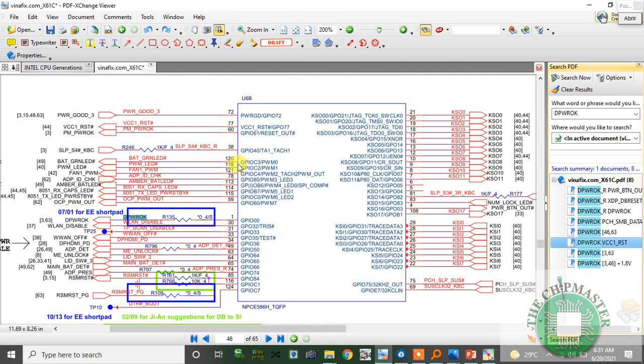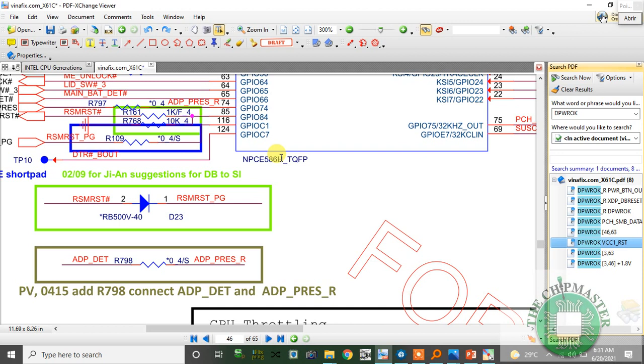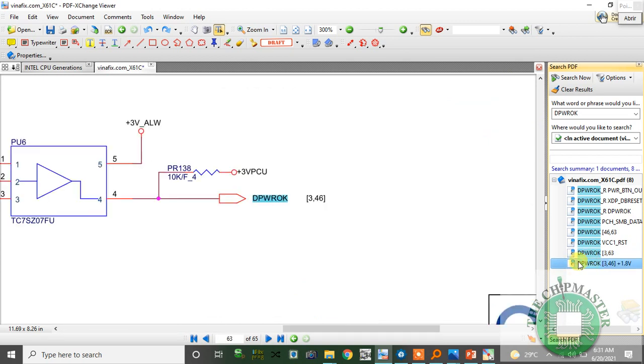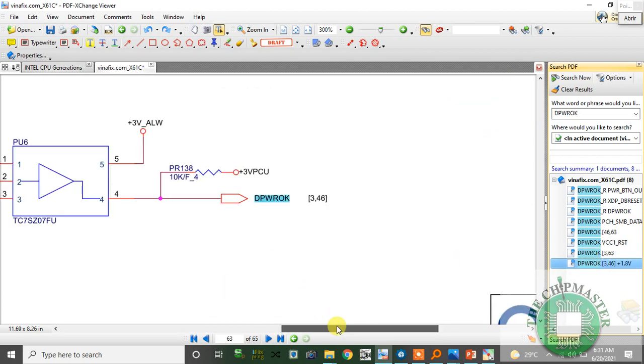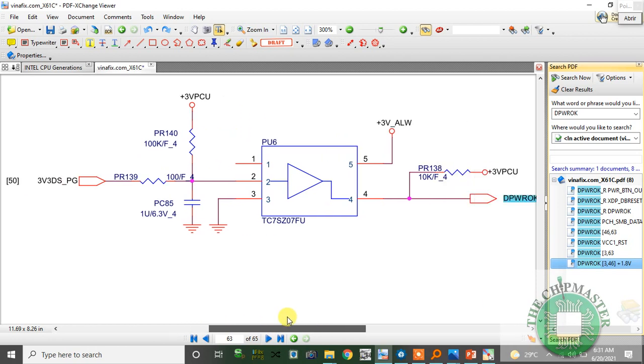U8, U6B. This is normally coming from the EC, the embedded controller, right? Yes, NPCE E58. All right, and there we go. This is an IC with an integrated gate, and you can see high in, high out. It's like a translator or a buffer signal output.